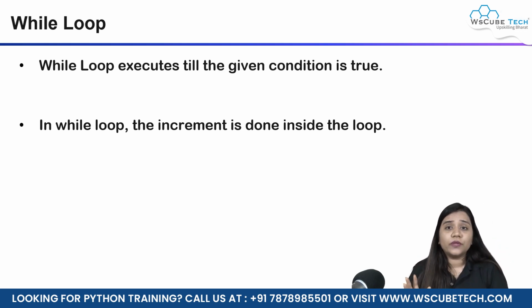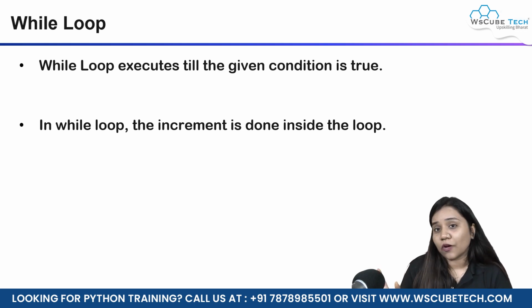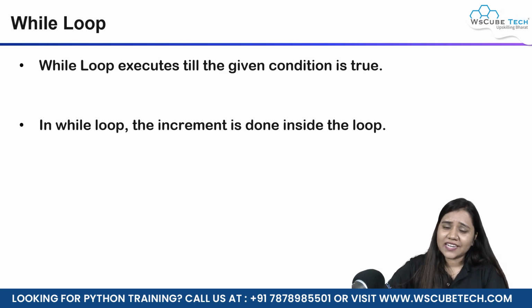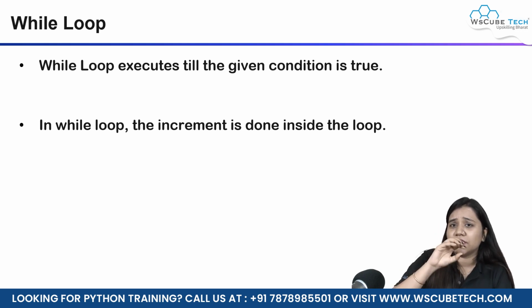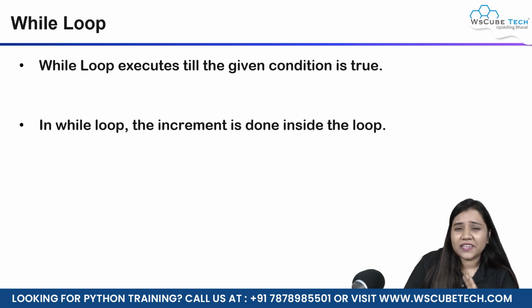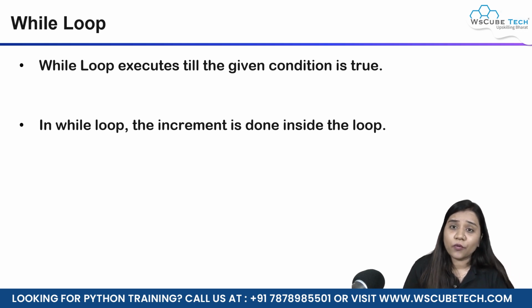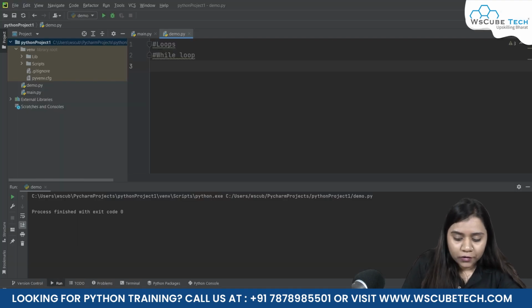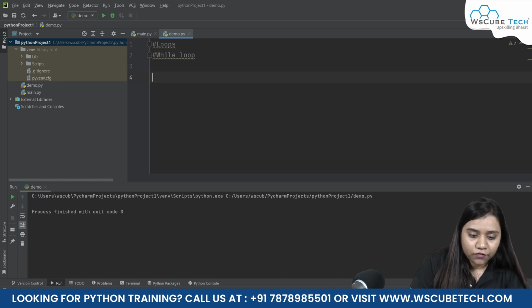In the for loop, you notice that the increment was done outside the body. That means it was not inside the body of the loop. It was there when we were writing the loop itself. Here in the while loop, it is a bit different: the increment is done inside the body of the while loop. Let's have a look first at how to write a while loop. We will see how to write a while loop.